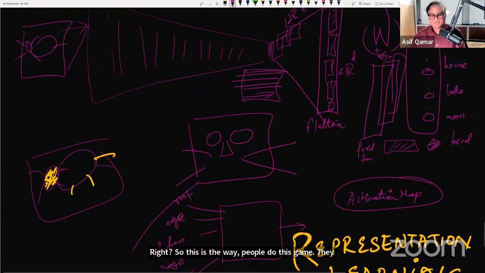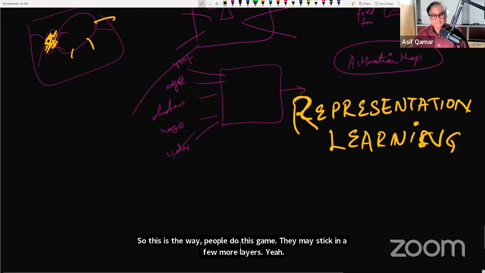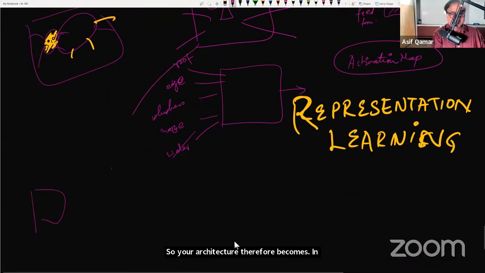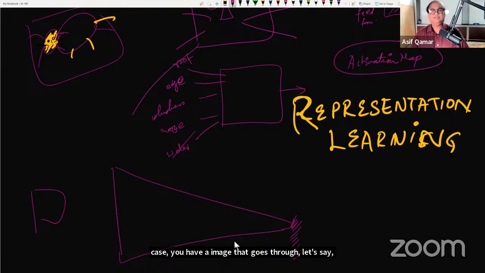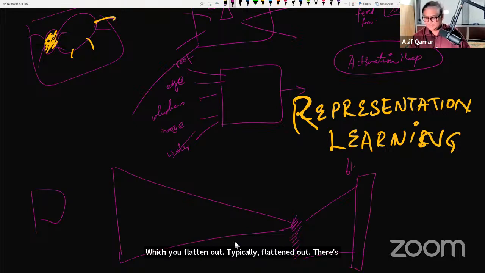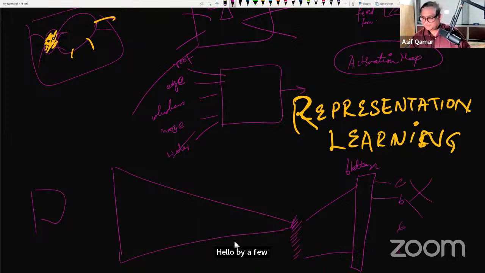So your architecture therefore becomes, in the general case, an image that goes through, let's say, many layers of convolution, producing a lot of feature maps, which you flatten out. There's a flatten operation, followed by a few of your standard feed forward layers, followed by, let's say, softmax.